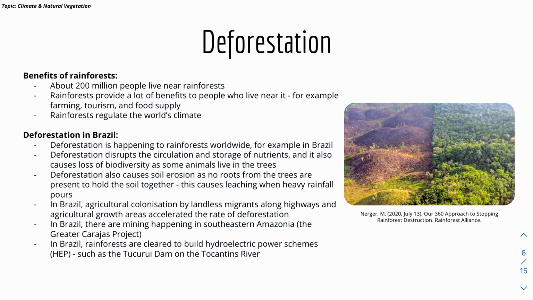So basically what's good about the rainforest will be reversed by deforestation. Deforestation also causes soil erosion, as no roots from the trees are present to hold the soil together, and this causes extra leaching when heavy rainfall pours.